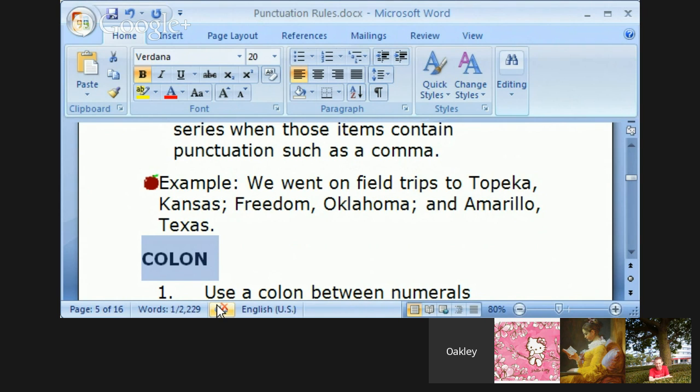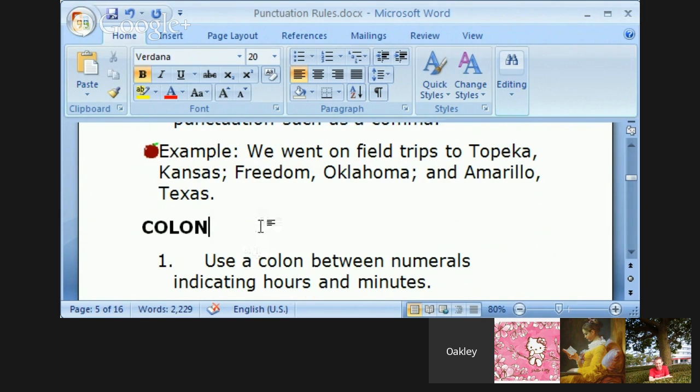Okay. Keiko, do you know any uses for a colon? Colon. Punctuation. Yeah. I don't remember what's colon. Ah, okay, all right. Well, let's take a look.